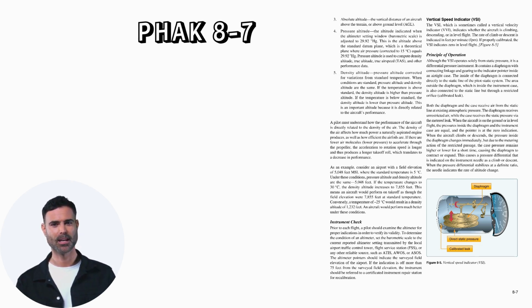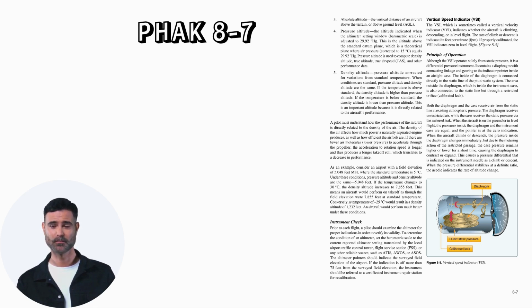Vertical speed indicator, VSI. The VSI, which is sometimes called a vertical velocity indicator, VVI, indicates whether the aircraft is climbing, descending, or in level flight. The rate of climb or descent is indicated in feet per minute, FPM. If properly calibrated, the VSI indicates 0 in level flight.